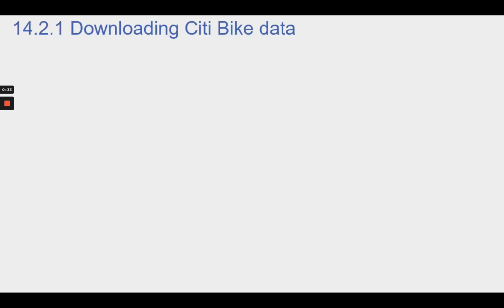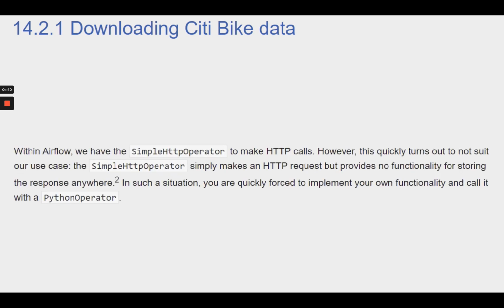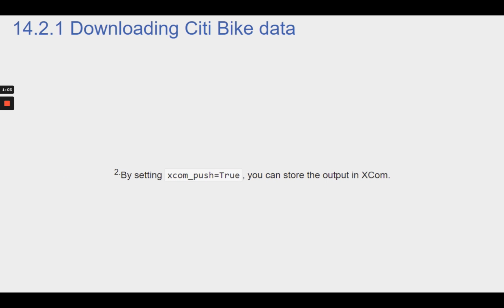Section 14.2.1 Downloading City Bike data. With Airflow, we have the simple HTTP operator to make HTTP calls. However, this quickly turns out to not suit our use case. The simple HTTP operator simply makes an HTTP request, but provides no functionality for storing the response anywhere. In such a situation, you are quickly forced to implement your own functionality and call it with a Python operator.